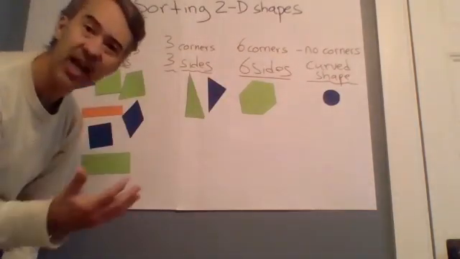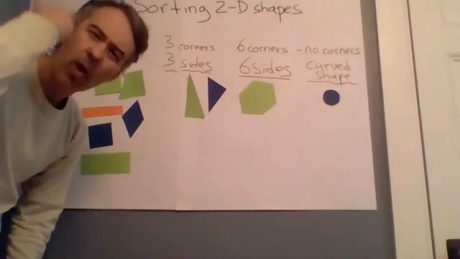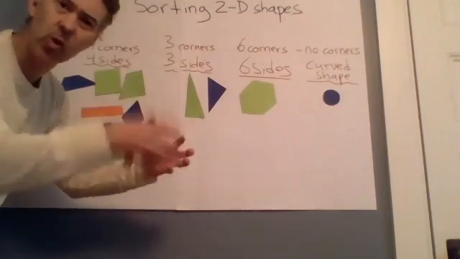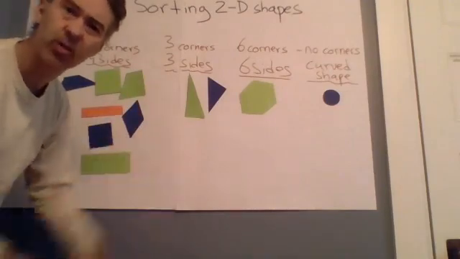So when we see shapes, I want you to think about what are those attributes, those features that we can use to sort shapes and put them into groups?